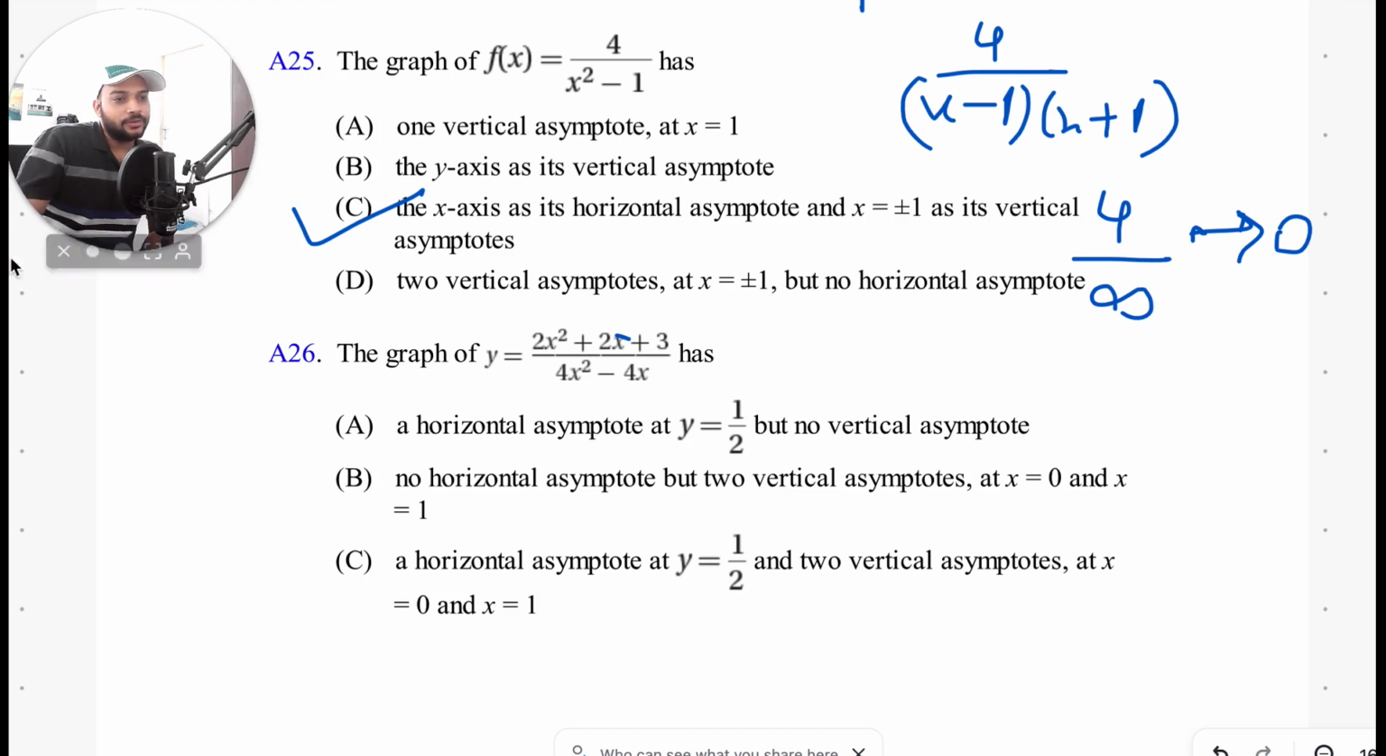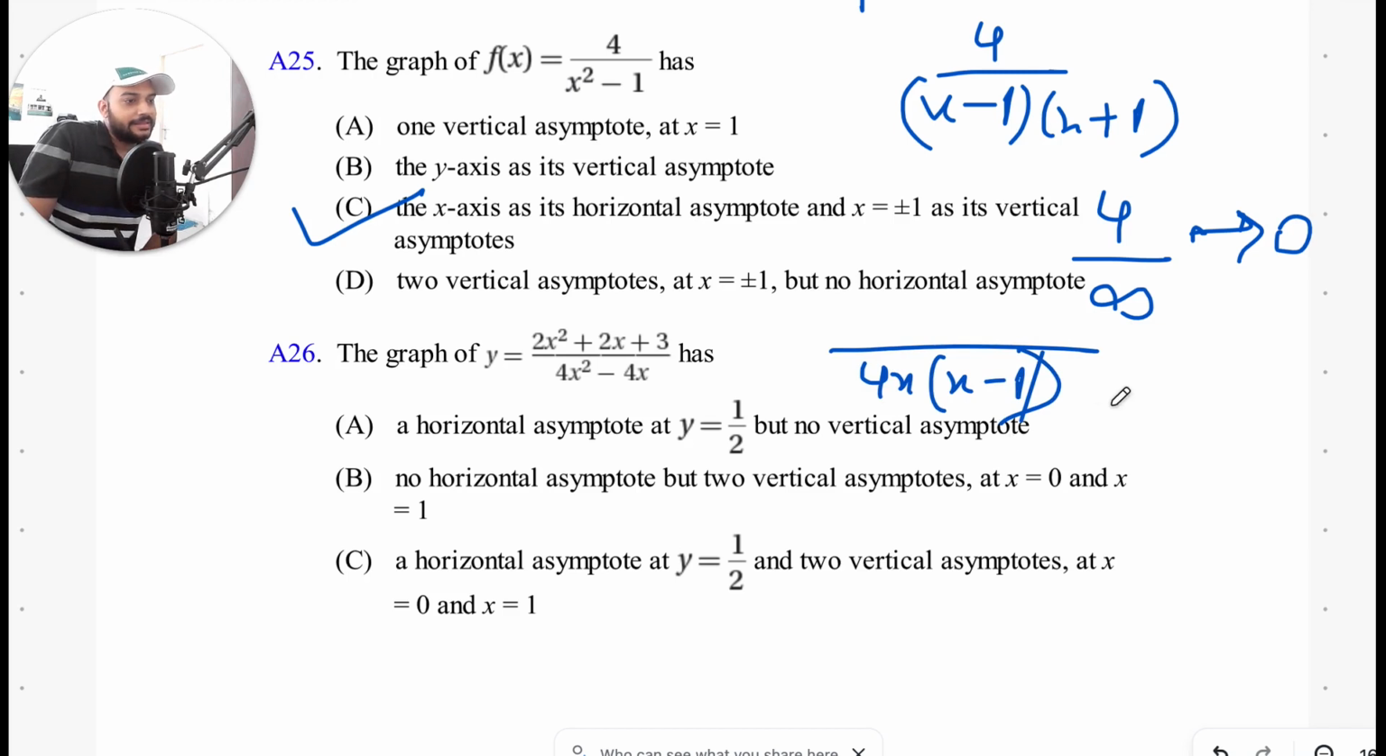The numerator is an always positive expression, so that's not going to change the value. 4x squared on 4x. I take the 4 common, x minus 1. That means x is equal to 0 and x is equal to 1. These are 2 points where it's going to go to infinity. X is equal to 0, x is equal to 1.